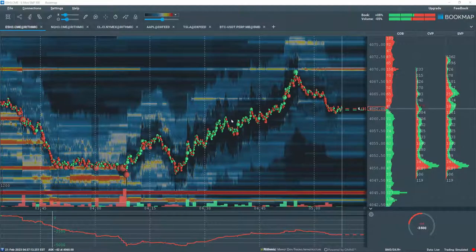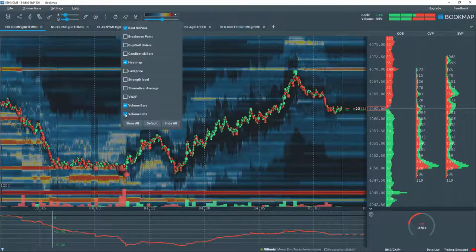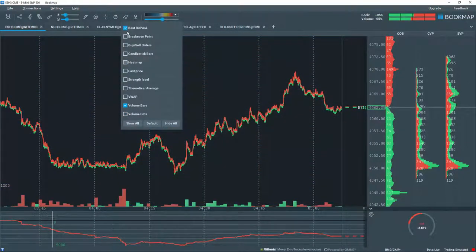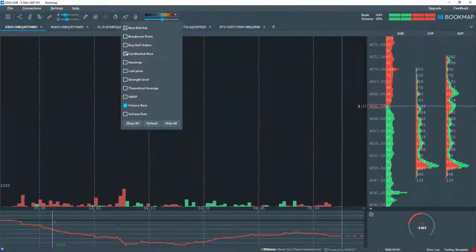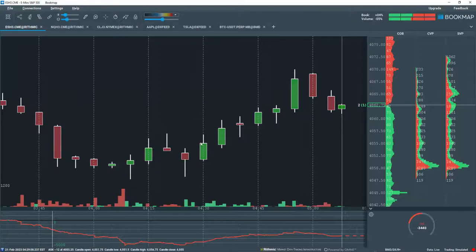There are only three elements on the bookmap chart: the heat map, the volume dots, and the best bid and offer. Let's take these elements off the chart and add them back one at a time. In fact, let's add a candlestick chart first and compare. A candlestick chart only displays four data points: open, high, low, and close within a specific period. All the data is aggregated and locked within that period.